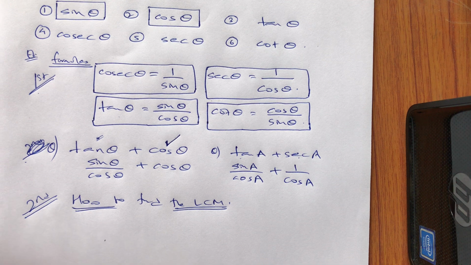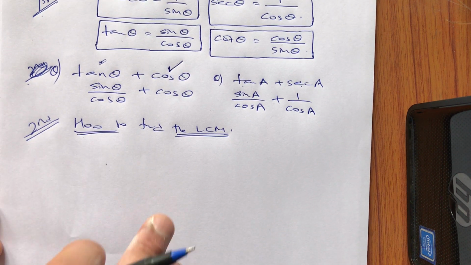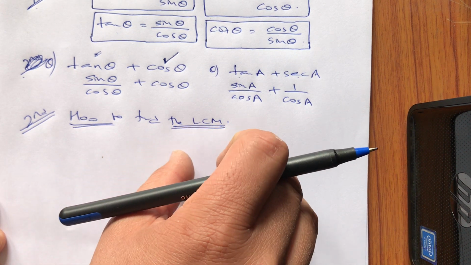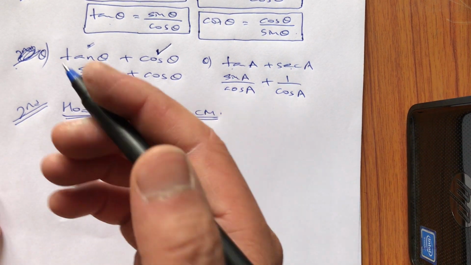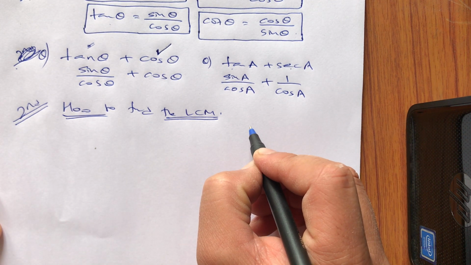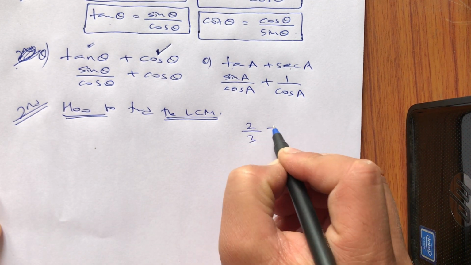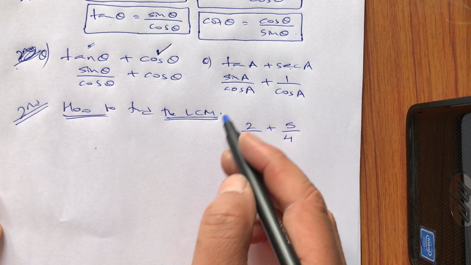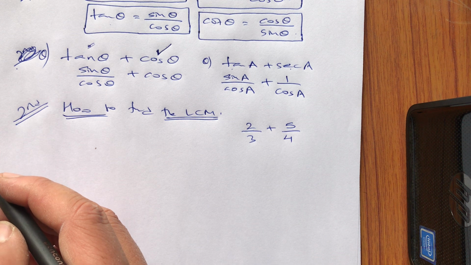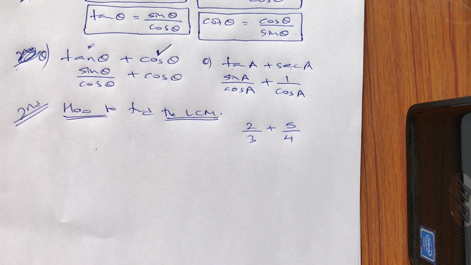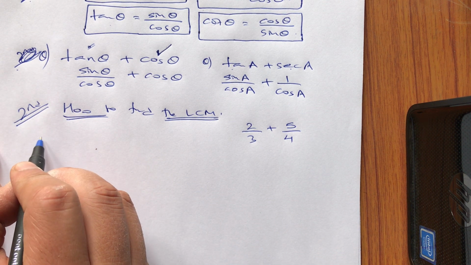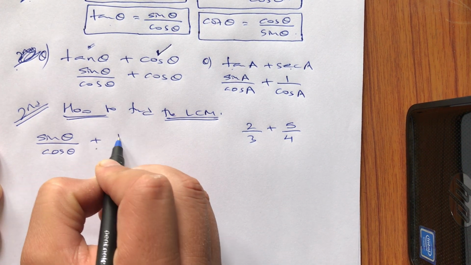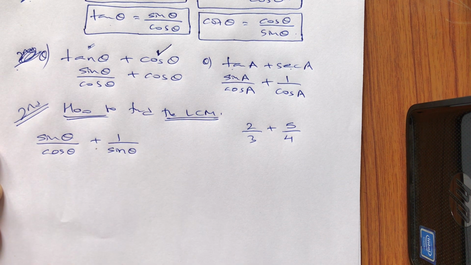I cannot call them weaker, but still, for those who have difficulty, we are making this video. So for them, we'll show how we can use the normal LCM that we find in the junior classes. For example, let's say I have 2 by 3 plus 5 by 4. Whatever you do over here, the same logic we apply for finding the LCM in trigonometry also. So for example, I may have sine theta by cos theta plus 1 by sine theta.